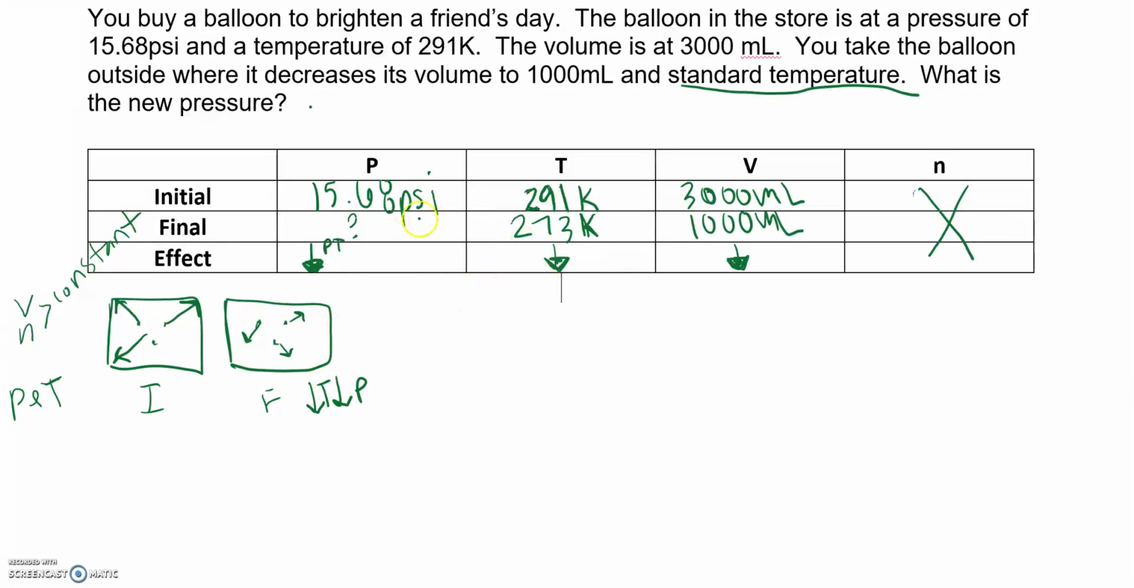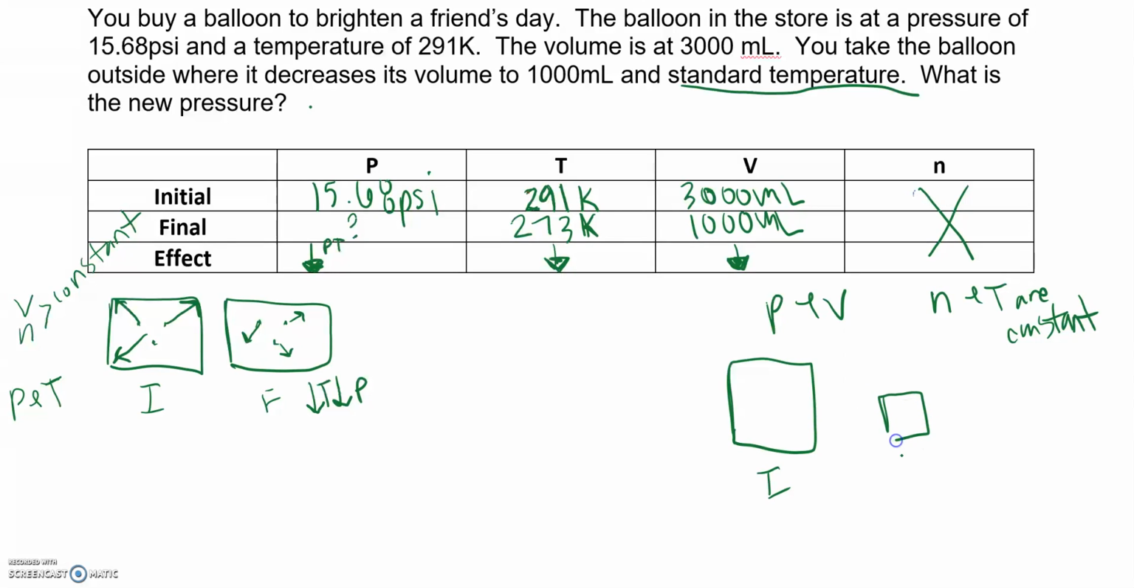Now we're going to look at pressure and volume. So I'm going to do that over here. Pressure and volume. And we're going to assume that N and T are constant. So with this one, we know initially we have 3,000 and finally we have 1,000. So our initial is going to be big and our final is going to be small. We have the same number of particles, and because T is constant, we have to have the same length of arrows every single time.